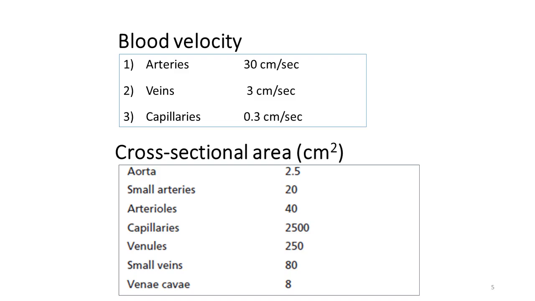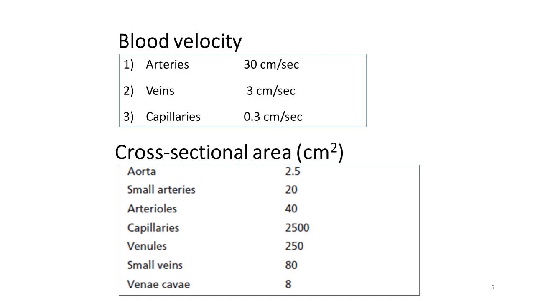Also, you can see cross-sectional area in different vessels. For example, in the aorta, cross-sectional area is about 2.5 centimeter squared. In arterioles it is about 40 centimeter squared. In small veins it is 80 centimeter squared. And the important thing, in capillaries you can see it is about 2500 centimeter squared, and you can compare it with the cross section of the aorta or arterioles.